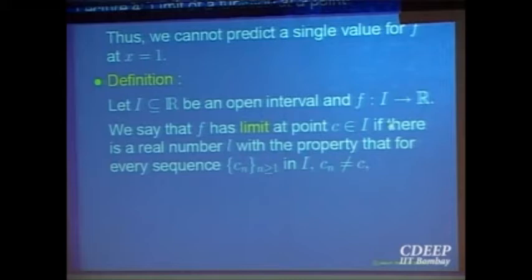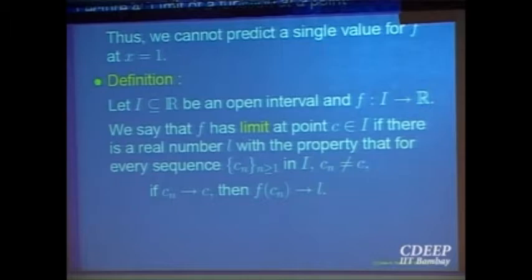We say that a number L is the limit of the function at the point x equal to c, provided whenever I take a sequence c_n in the domain I, where c_n is not equal to c, such that c_n converges to the point c where I want to analyze the limit, f of c_n should converge to the value L. As I approach the point c, for every sequence in the domain c_n converging to c, f of c_n should converge to the same value, say L. Then that L is called the limit of the function at the point x equal to c.